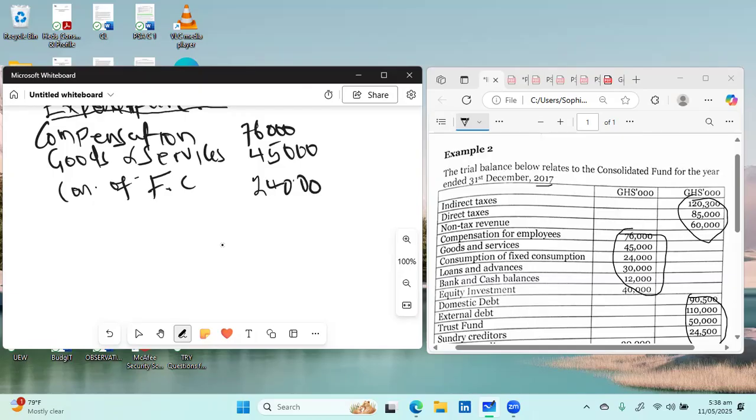What else do we have there? The loans and advances. You think it will come here? No. Other expenditures. Yes, you are correct. But before then, let the other expenses be the last one. Before then, let me count down.